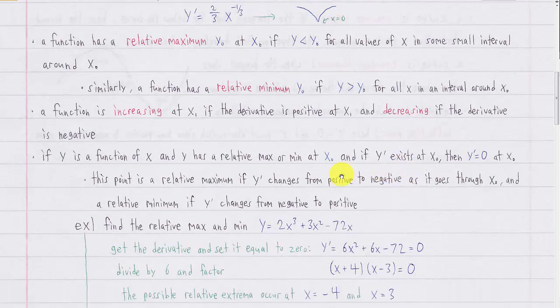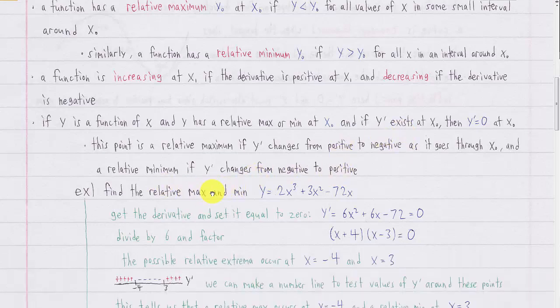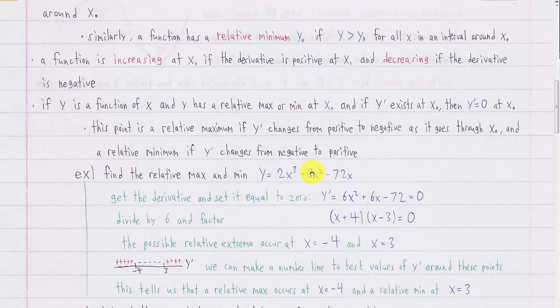So, as an example, let's find the relative maximum and minimum for this function here. The first thing you want to do is find the derivative and then set that equal to 0. Because remember, all the relative maximums or minimums will occur when the derivative is equal to 0 or when it's undefined. It looks like we can't get an undefined value for the derivative here, so they must occur where it's equal to 0.